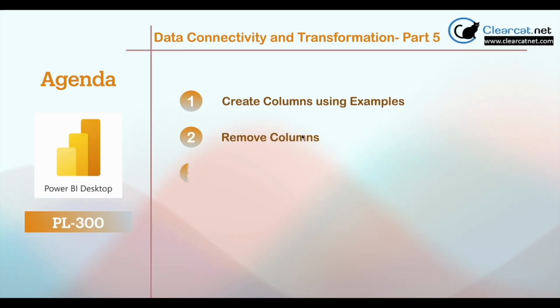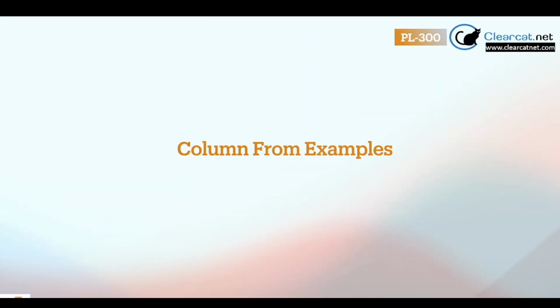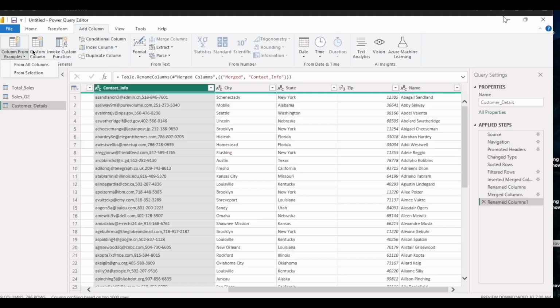Create columns using examples, remove columns, create a conditional column, filter and sort data in a column. Okay, keep watching this video. Column from examples, note it from the add column section. We are getting two options under this section. Okay, but right now I am just going to select one column.